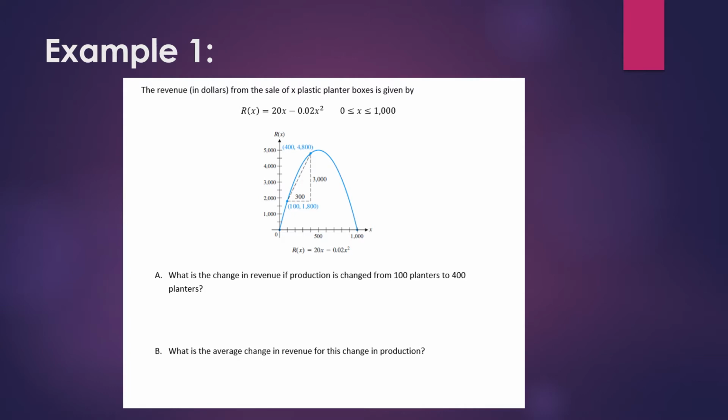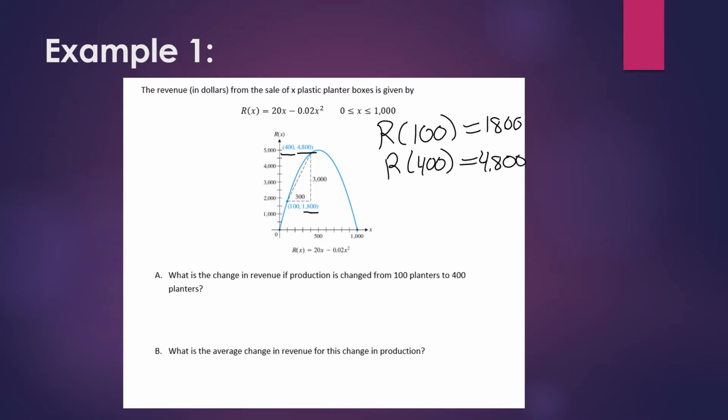So for part A, it asks, what is the change in revenue if production is changed from 100 planters to 400 planters? So what we really need is R of 100 and R of 400. So that's the revenue of 100 planters and the revenue of 400 planters. Luckily, in our image, they tell us what this revenue is. It's right here. When I make 100 planters, my revenue is 1,800. And when I have 400 planters, I have a revenue of 4,800.